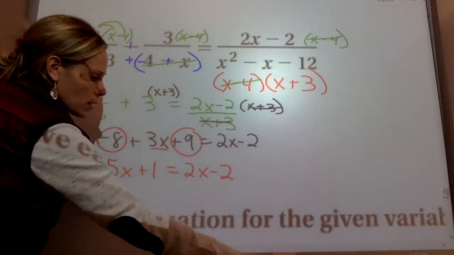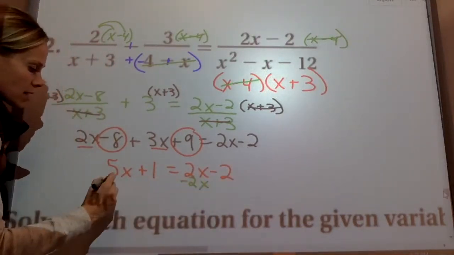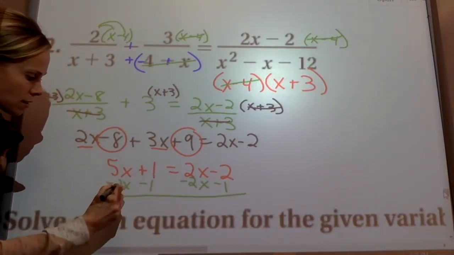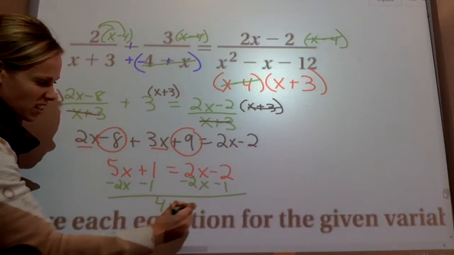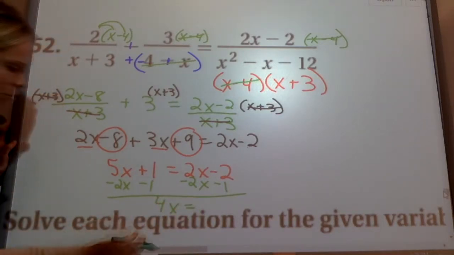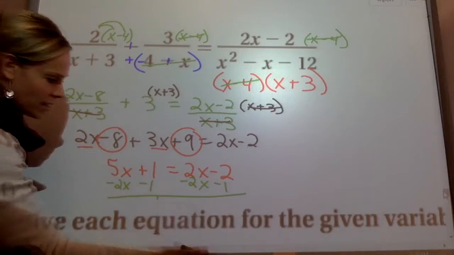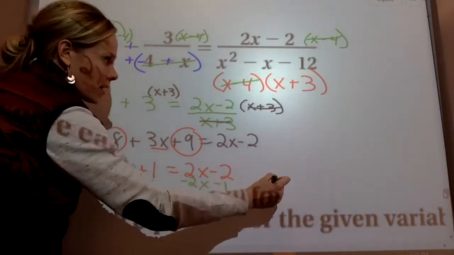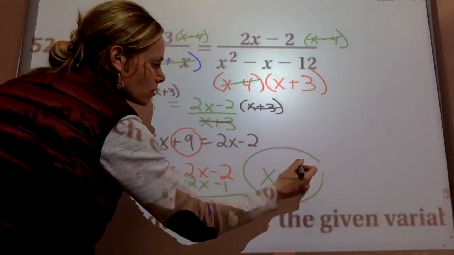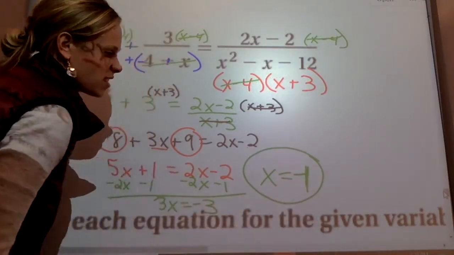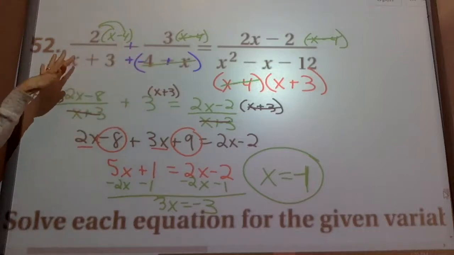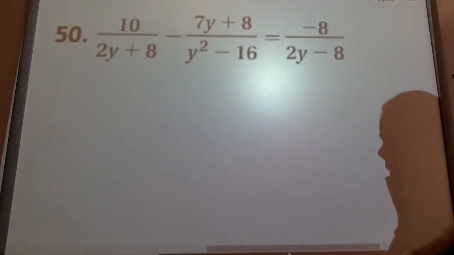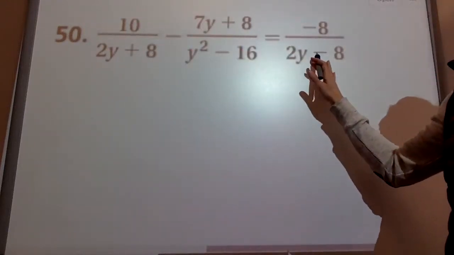And then I would subtract 2x to get my x's together. Subtract 1 to get my constants together. So 3x equals negative 3. So x is obviously negative 1. Is it okay for x to be negative 1? Yes, that doesn't make a denominator 0. It's okay. Last example I want to do here, again, you need to look at the denominators and factor.